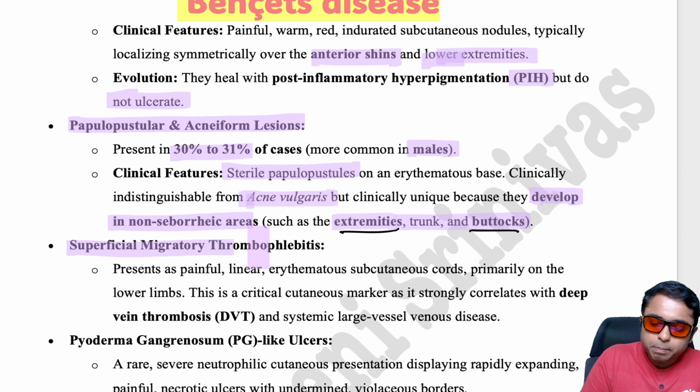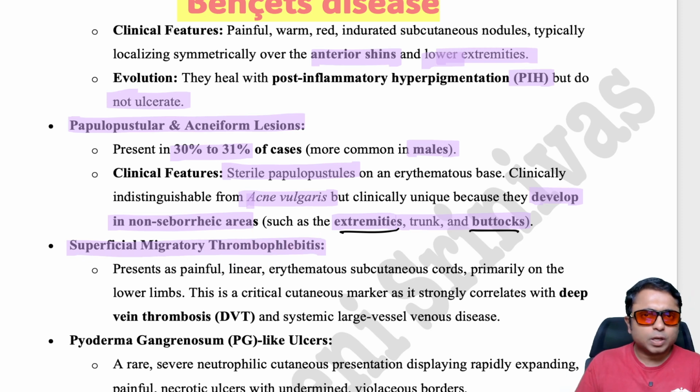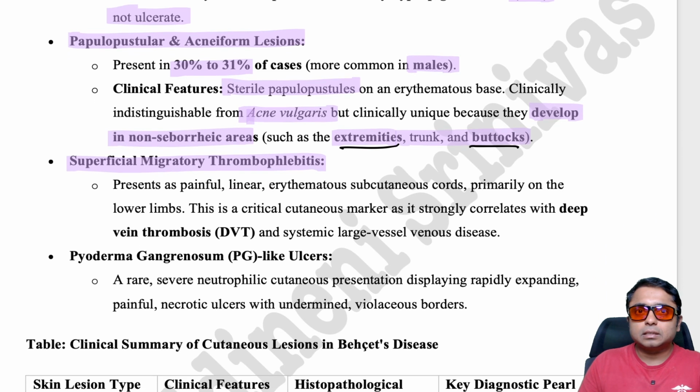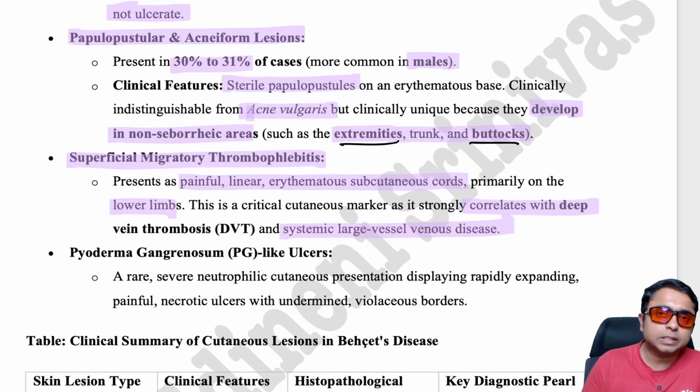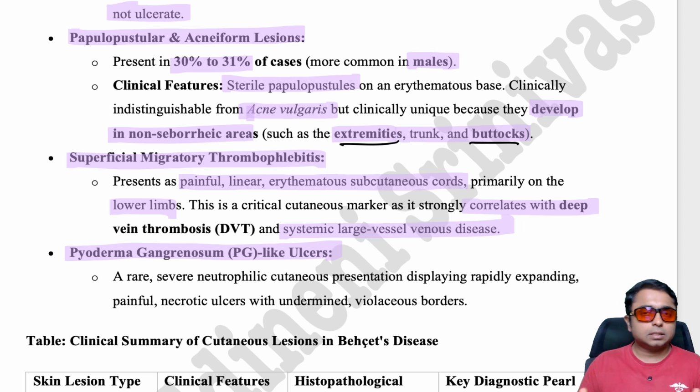Apart from this, in a very small group of patients we can see some lesions which are going to be superficial migratory thrombophlebitis. So, you know that Behçet disease can involve the arteries and veins, that is the blood vessels of all sizes. So, it can also affect the veins, leading to painful linear erythematous subcutaneous cords primarily on the lower limbs, and this is a critical cutaneous marker as it correlates with DVT, deep vein thrombosis, and systemic large vessel venous disease. There could also be PG like ulcers, pyoderma gangrenosum like ulcers, can also occur in these patients.